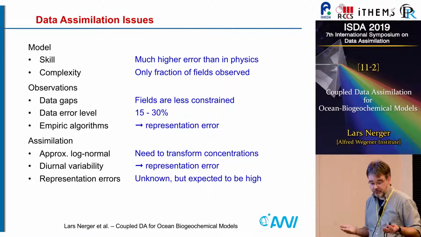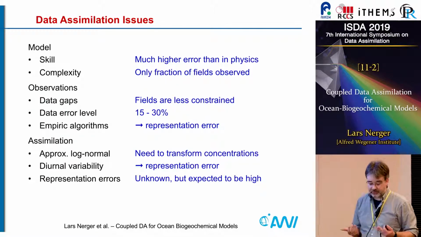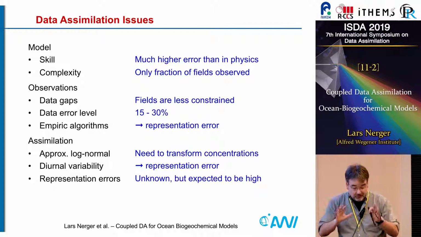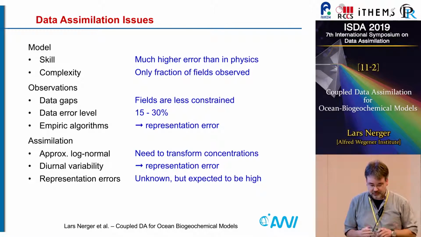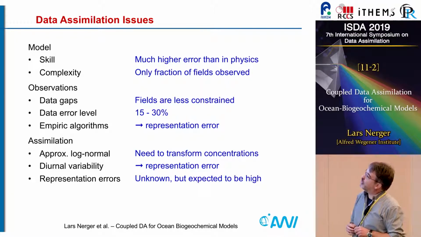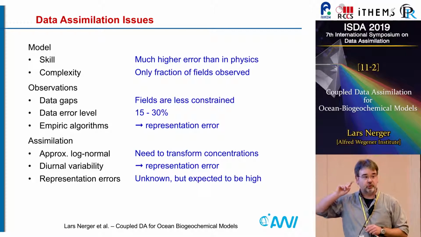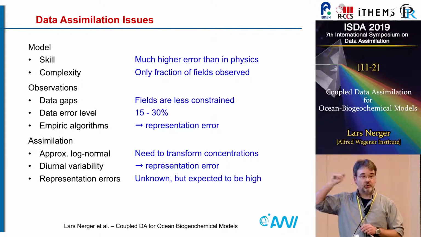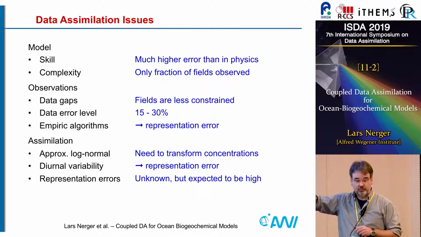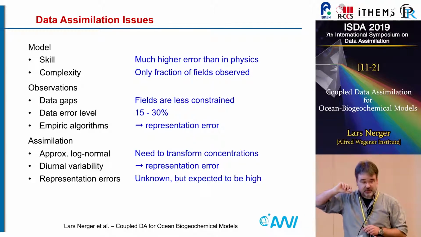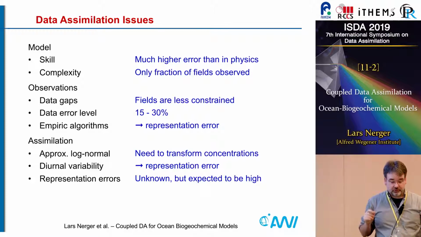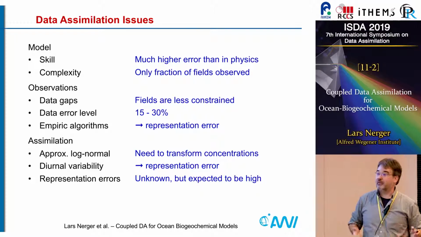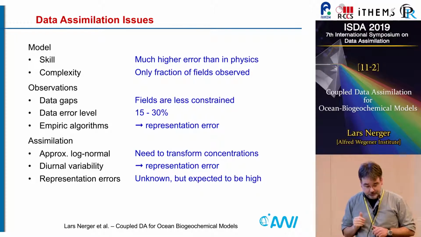On the one hand, on the model skill, we have much higher errors than in physics. Still, the models have some skill. That's good. Otherwise, it wouldn't be possible to do assimilation. Only a fraction of the fields is observed. So basically, we want to constrain all nutrients and all variables in the phytoplankton groups. We have one model I'll come to in a minute. It's actually the one I have shown. We have 2 phytoplankton groups, each described by 4 variables. We want to constrain basically all of it from having essentially one type of data.